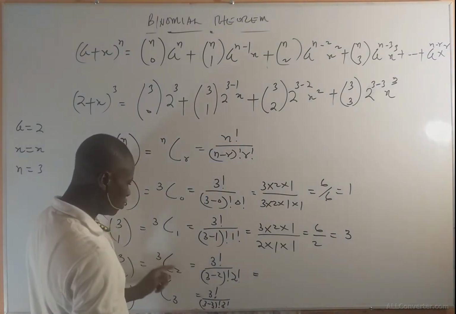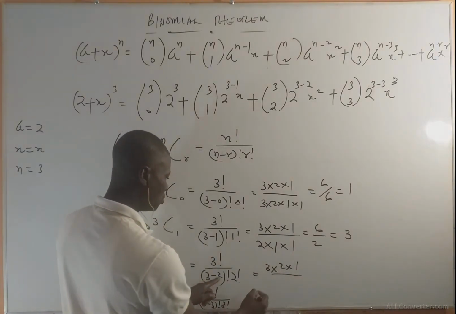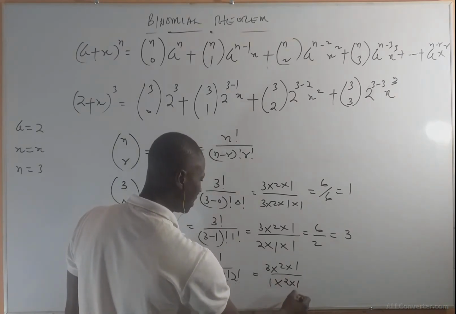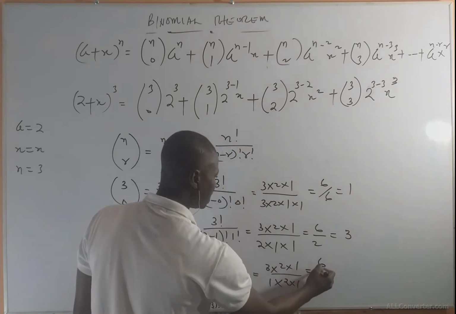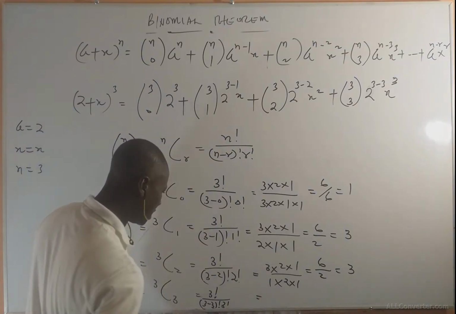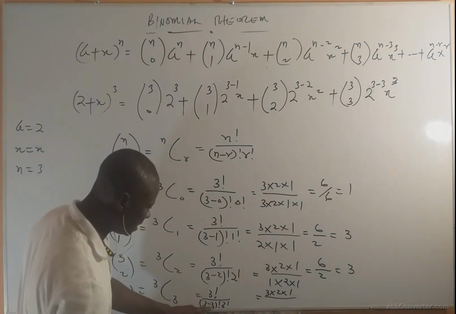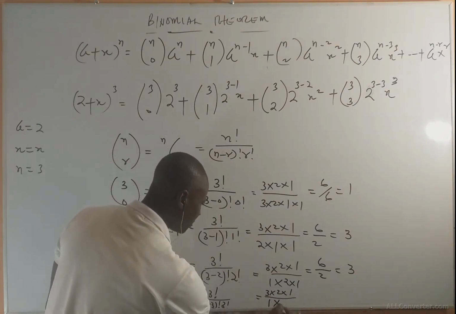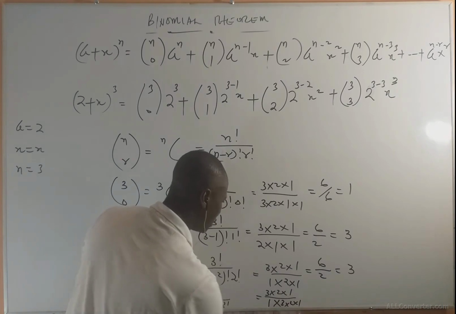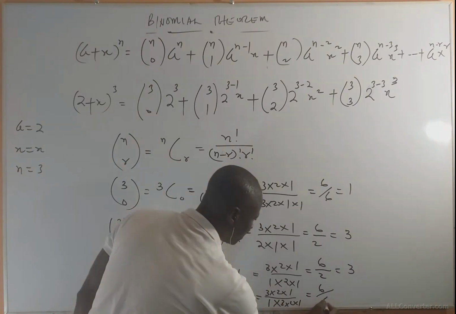Then 3 combination 2, so we have 3 factorial, that is 3 times 2 times 1, all divided by 3 minus 2 factorial is 1 factorial, and 1 factorial is 1, times 2 factorial is 2 times 1. Okay, this should be 3 times 2 times 1 is 6, divided by 1 times 2 times 1 is 2, and this will also give you 3. Then our last one, 3 factorial is 3 times 2 times 1, all divided by 3 minus 3 is 0. So 0 factorial, and 0 factorial is 1. Then times, we have 3 factorial here. That is 3 times 2 times 1. So 3 times 2 times 1 here will give us 6, divided by 1 times 3 times 2 times 1 will also give us 6, and the result is 1.